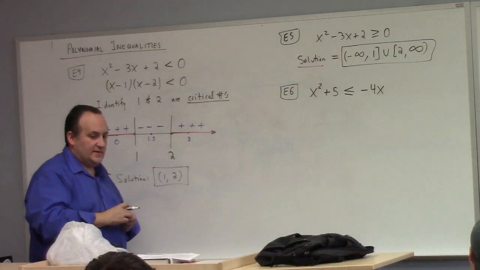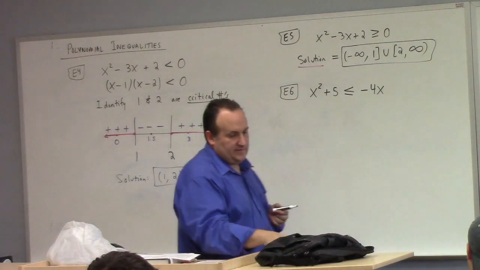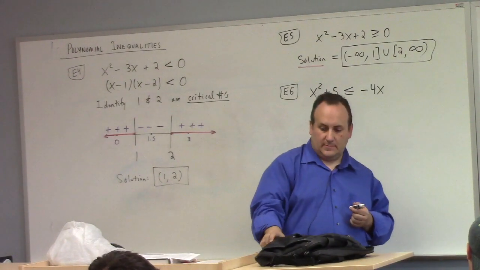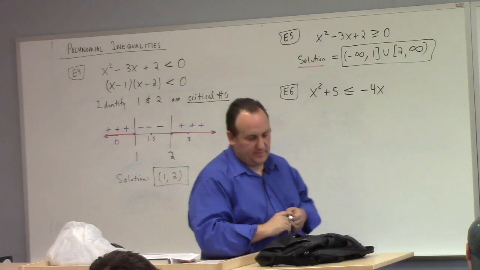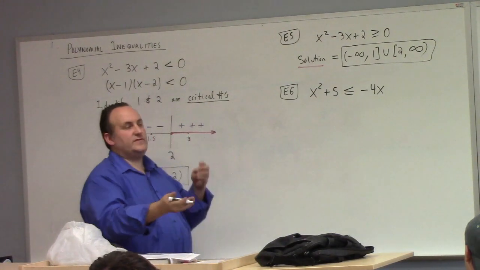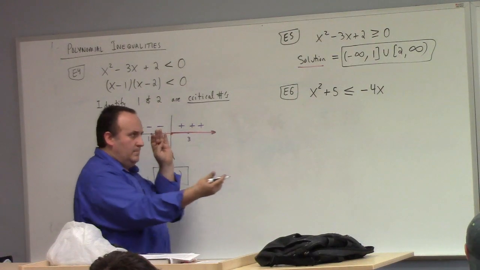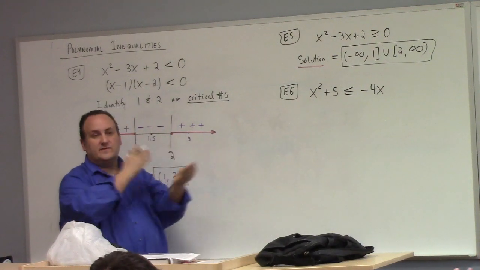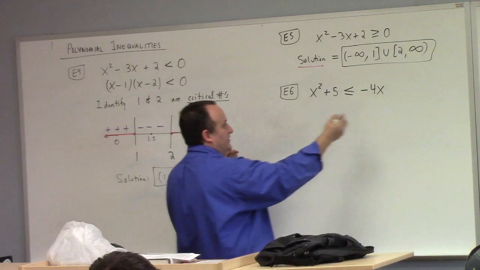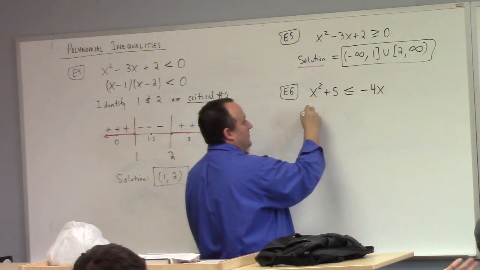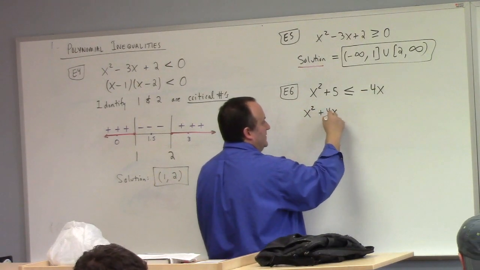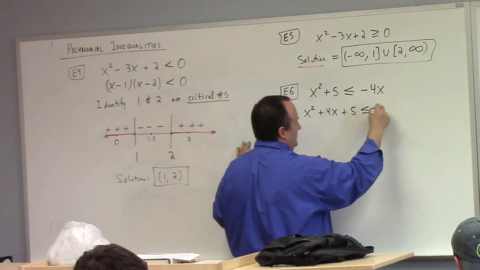This is a kind of silly example. Can somebody tell me why? Well, maybe not. Let me not ask. So what should we do? The game we play here: move everything to one side. So we're going to trade this problem for the corresponding problem, x squared plus 4x plus 5 less than or equal to 0.